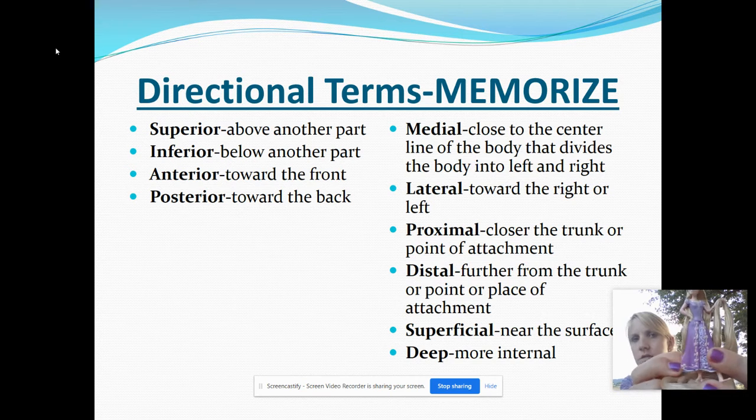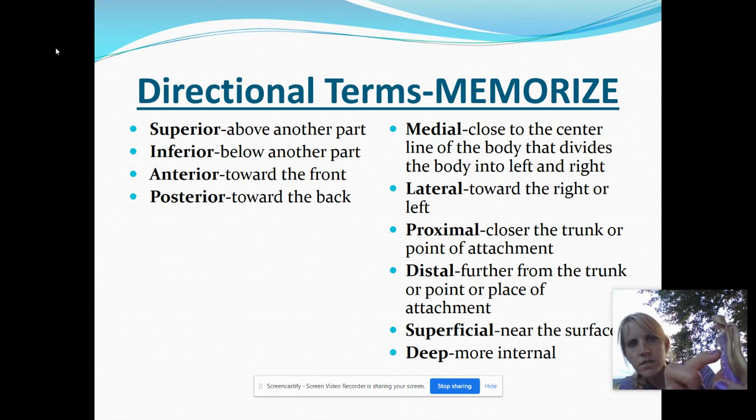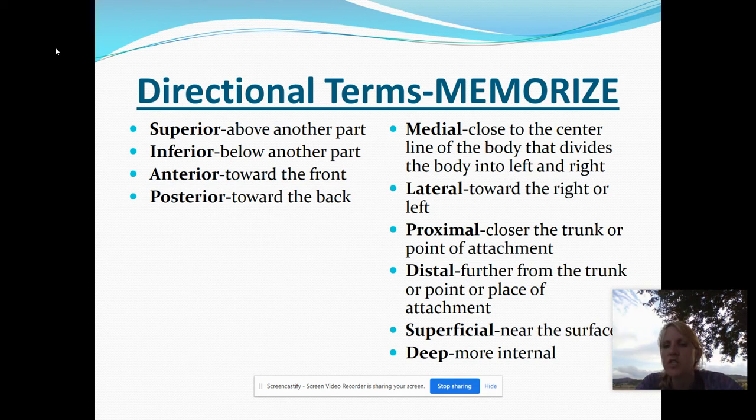So if you're looking at Rapunzel here, because you like her better than my fingers, proximal is closer to the trunk or point of attachment. So her wrist, right? This right here, what's that? Not wrist. Her elbow is proximal to her body, whereas her wrist is distal. So superficial means near the surface. So if you have a superficial cut, you don't need stitches. If you have a deep cut, you'll need stitches. Like my C-section went all the way through my organs, so that was a deep cut, and I needed staples and stitches and stuff in that.